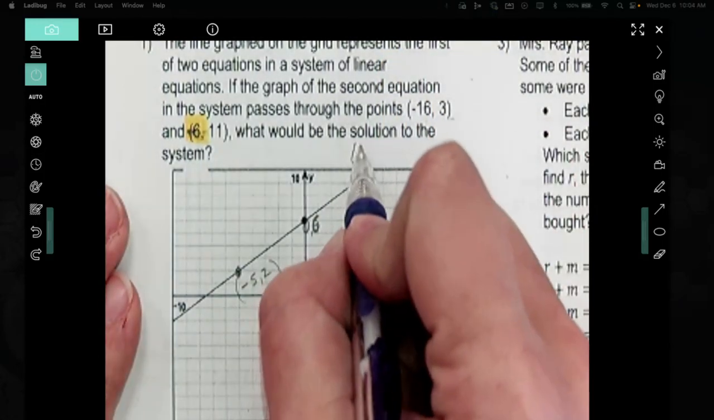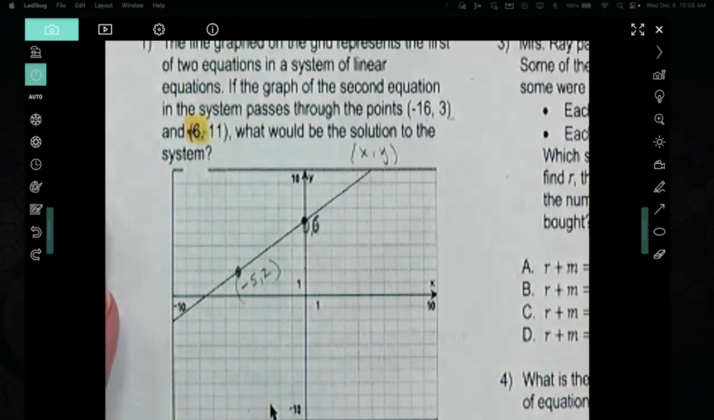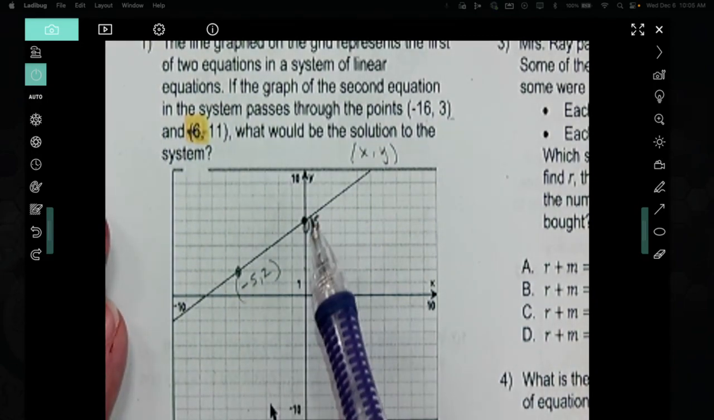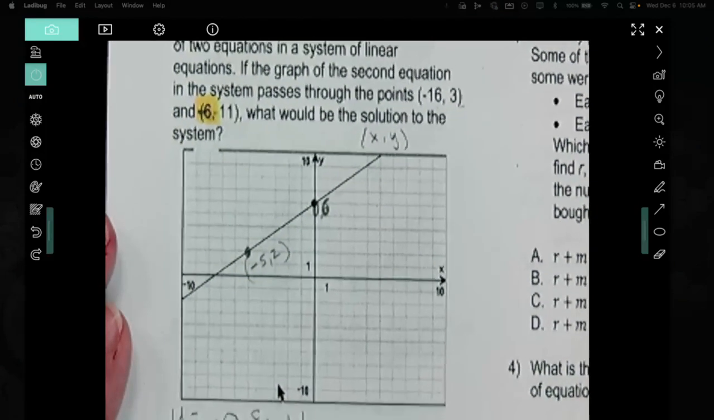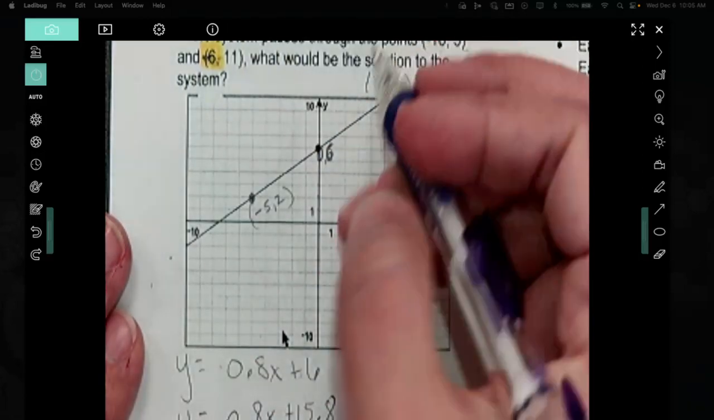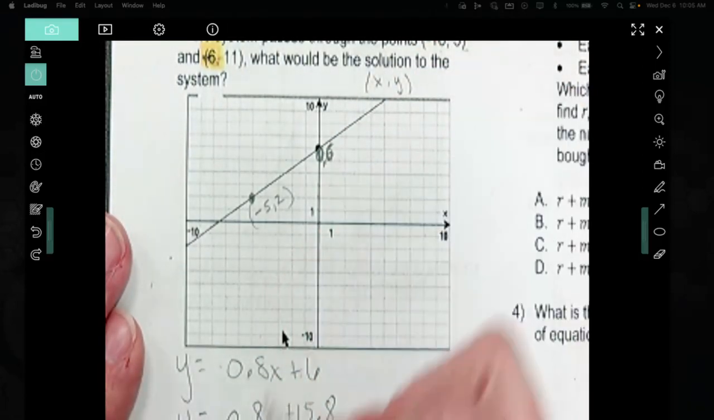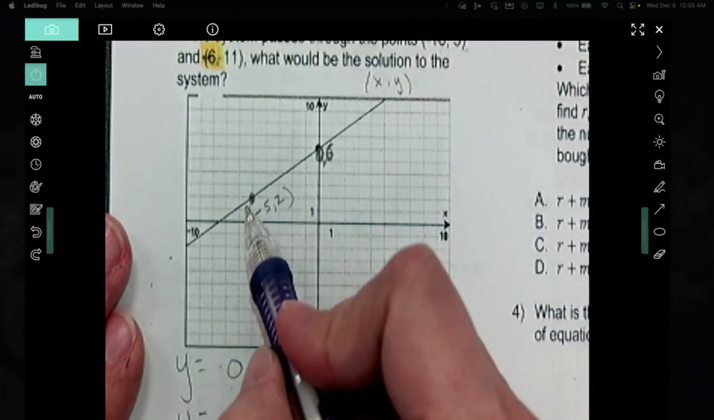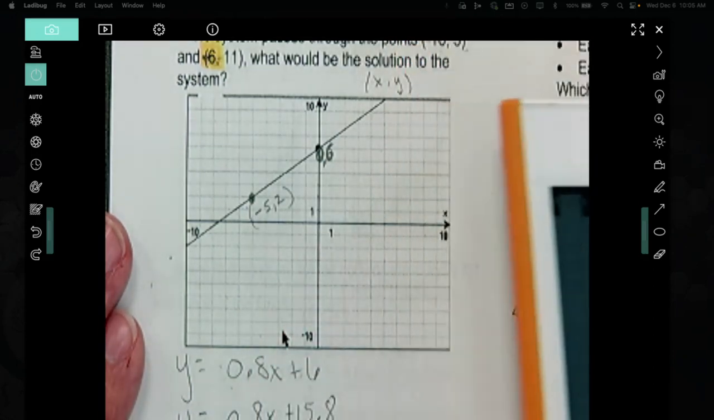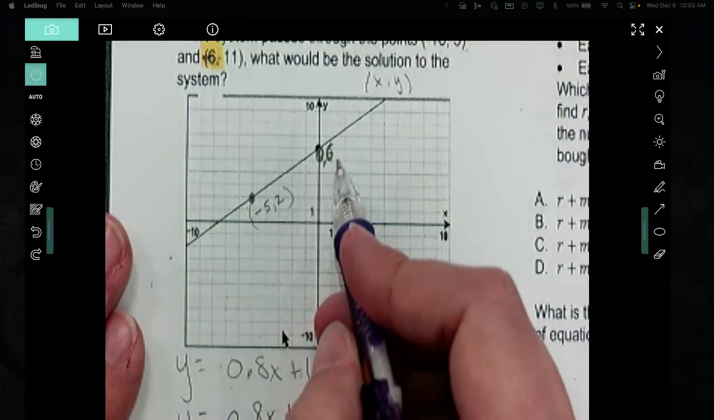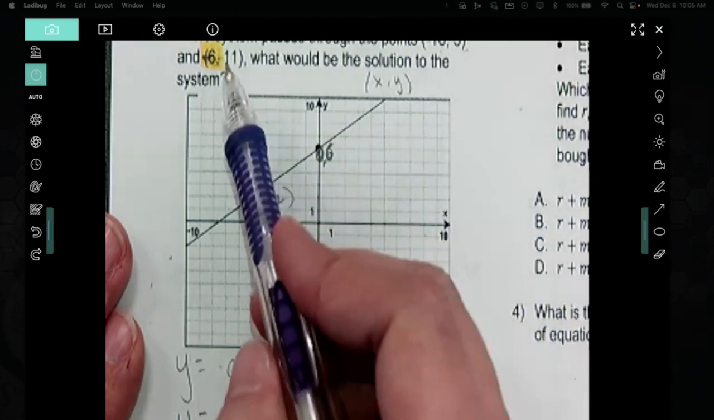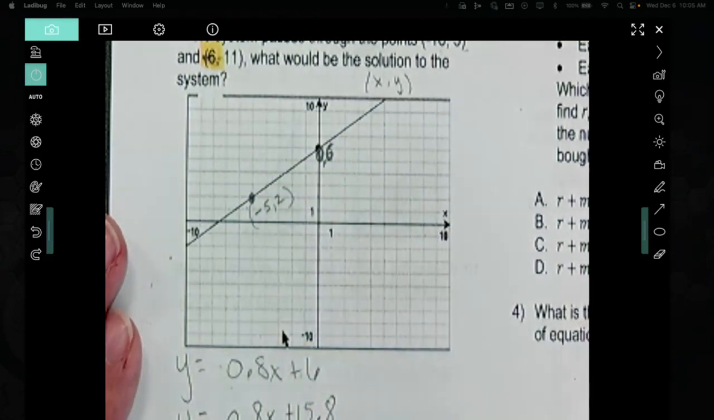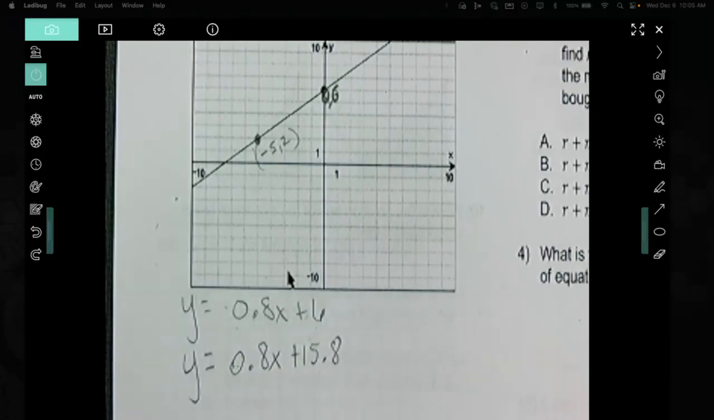Remember, your solution is always your XY coordinate. So we are looking for where these cross. You can use list and spreadsheets to write these equations. So you did have to write your coordinates here. Remember, list and spreadsheets, menu 413. And then I also use list and spreadsheets to come up with this equation as well.